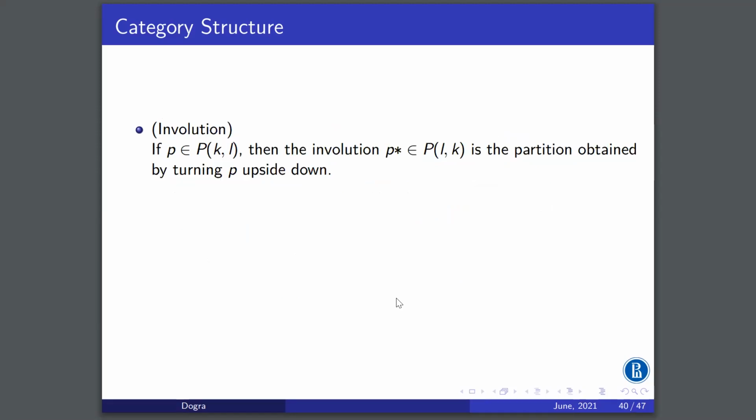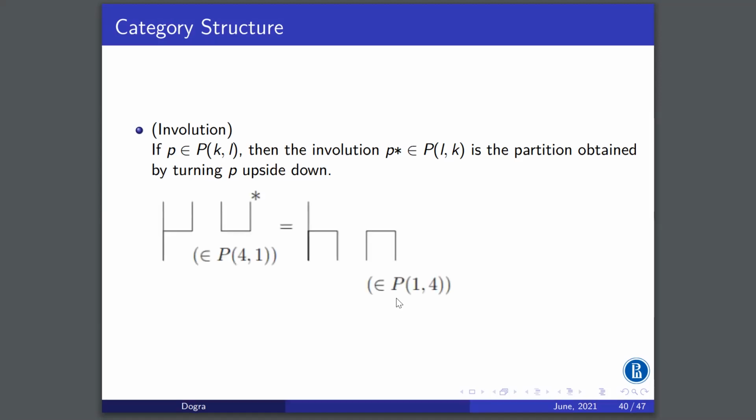And now there's another operation, involution. If P is a partition, then its involution is just the partition that we get by turning it upside down. So for example, if this is a partition, then its involution is given by turning it upside down.